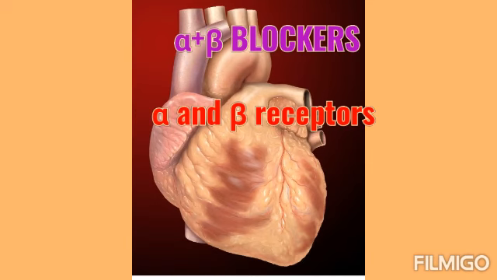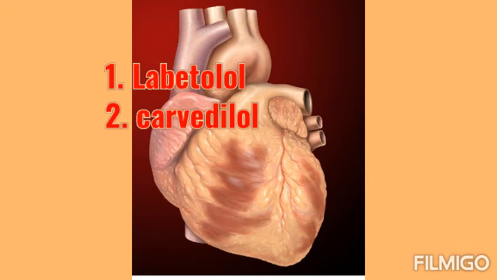So alpha plus beta blockers. These are drugs that block both the alpha and beta receptors on both heart and blood vessels. Examples of this particular group of drugs include labetalol and carvedilol.